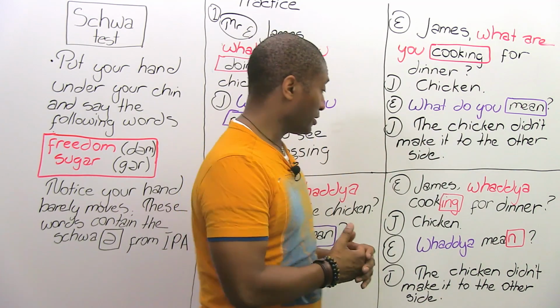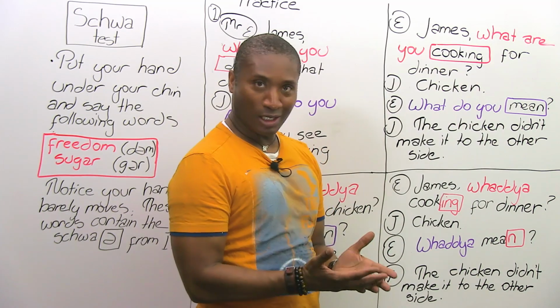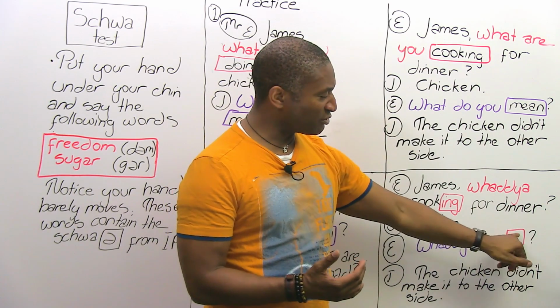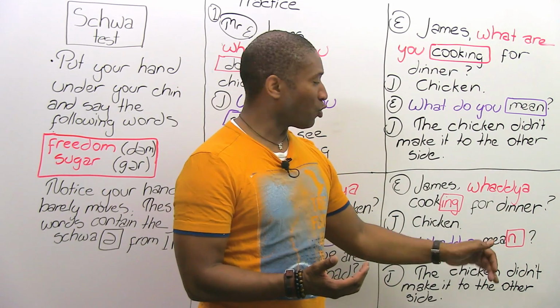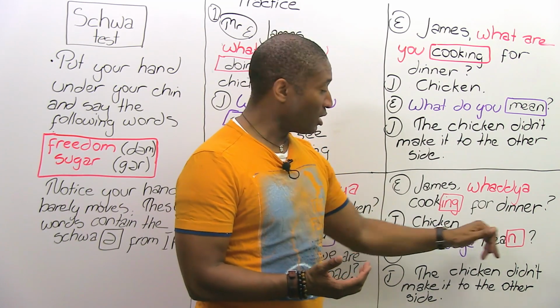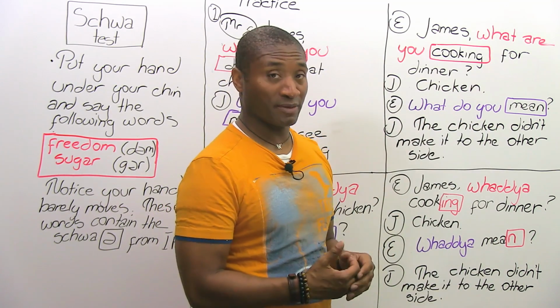Okay? Cool. James again. Chicken. E. What do you mean? Notice there's just an N here. There's nothing. You go, what's the deal? Well, this is in the base form. It's not meaning or meant. It's the base form of the verb. When you have the base form of the verb, it is what do you? Is the what do you statement.